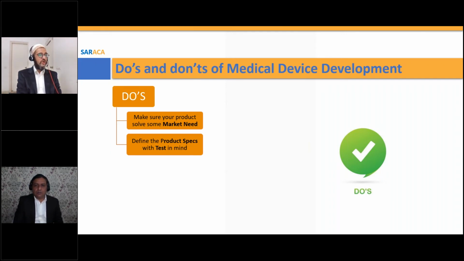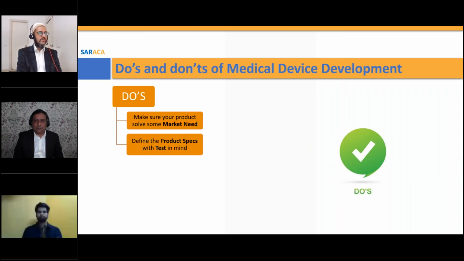For example, if it's a very tight tolerance, or if the product specification itself is very difficult to measure, there are high chances that if something goes wrong, you'll have a failure at that point. So it's very important to define the product specification keeping in mind how you are going to test it. It's very essential. From my experience, I would say sometimes it becomes such a challenge that later you have to change your product specification because it's very difficult to actually test that particular thing.